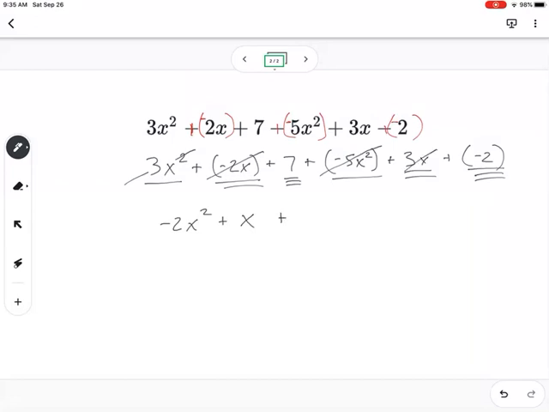And all that's left is 7 plus negative 2. 7 plus negative 2 is 5. There is our answer. And we've crossed out everything so we know that they are all accounted for. And now it's going to be your turn to practice.